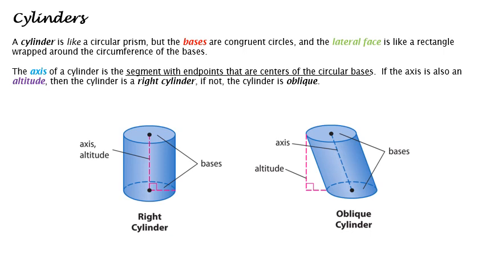Now, just as before when we talked about our prisms, we can have right and oblique ones. So right is going to be where we've just got this upright kind of image, and oblique is going to be kind of tilted off to the side, similar to like the Tower of Pisa, I guess.